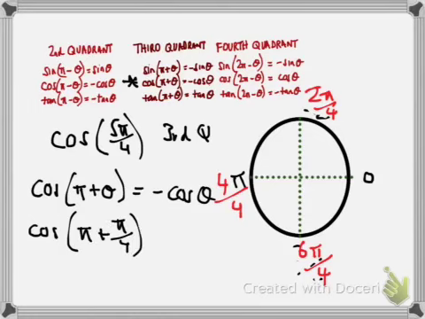So pi on 4 becomes my theta. So it equals negative cosine pi on 4. Last step, Daniel, page 300. What's cosine 45 or pi on 4? Root 2 over 2. Answer, negative root 2 on 2.